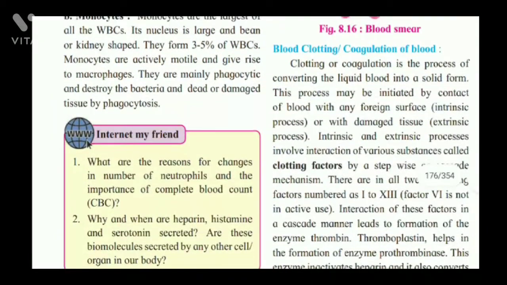Then we come to blood clotting or coagulation of blood. Clotting or coagulation is the process of converting the liquid blood into a solid form. This process may be initiated by contact of blood with any foreign surface, that is the intrinsic process, or with damaged tissue, the extrinsic process. Intrinsic and extrinsic processes involve interaction of various substances called clotting factors by a stepwise or cascade mechanism. There are in all 12 clotting factors numbered 1 to 13. Factor 6 is not in active use.